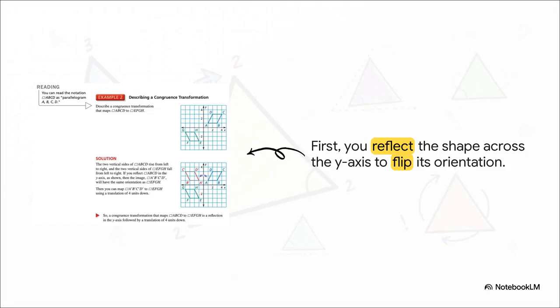Okay, let's break down that first step. Just look at the original shape, ABCD. When we reflect it across that vertical y-axis, the new shape, we'll call it A', B', C', D', is now a perfect mirror image. See how its whole orientation has flipped?